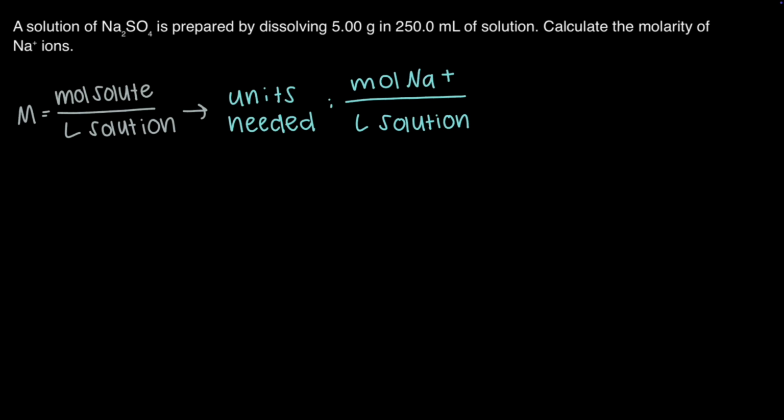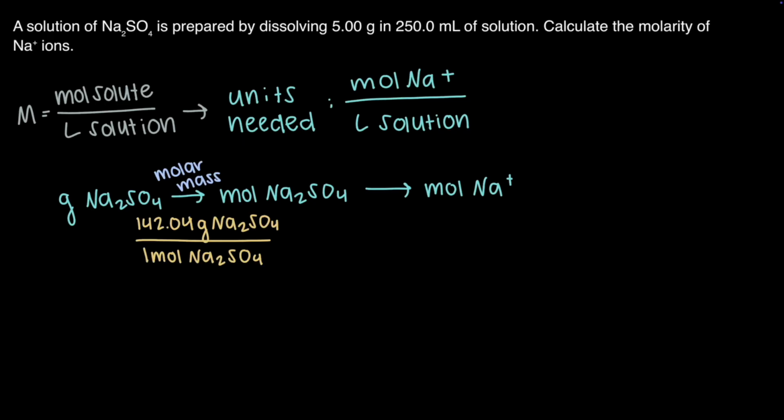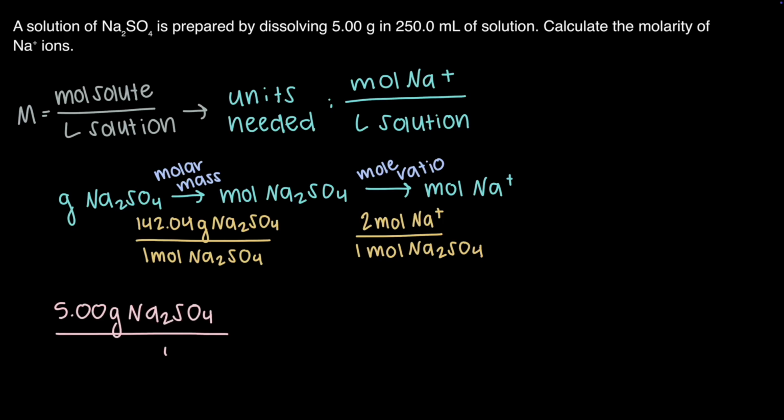Setting up our unit map, we can start with 5 grams of Na₂SO₄, convert to moles of Na₂SO₄, and then moles of Na+. To convert from grams of Na₂SO₄ to moles of Na₂SO₄, we use the molar mass of Na₂SO₄. To convert from moles of Na₂SO₄ to moles of Na+, we can use a mole-to-mole ratio by counting how many Nas we have in the compound. We have 2 Nas in one compound, so the mole ratio will be 2 moles of Na+ ions for every 1 mole of Na₂SO₄. Setting up all units to cancel, we start with 5 grams of Na₂SO₄ over 1.